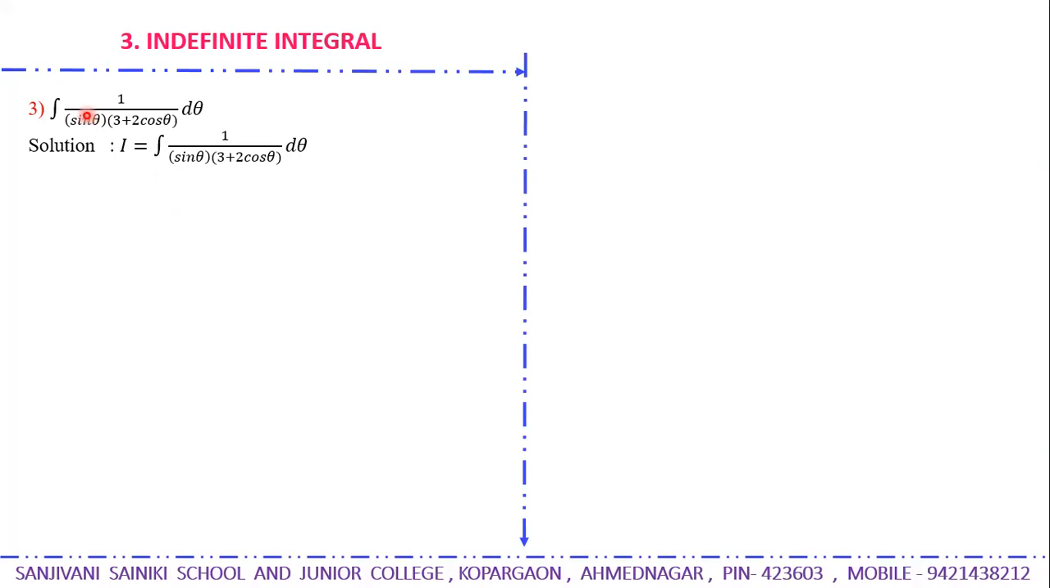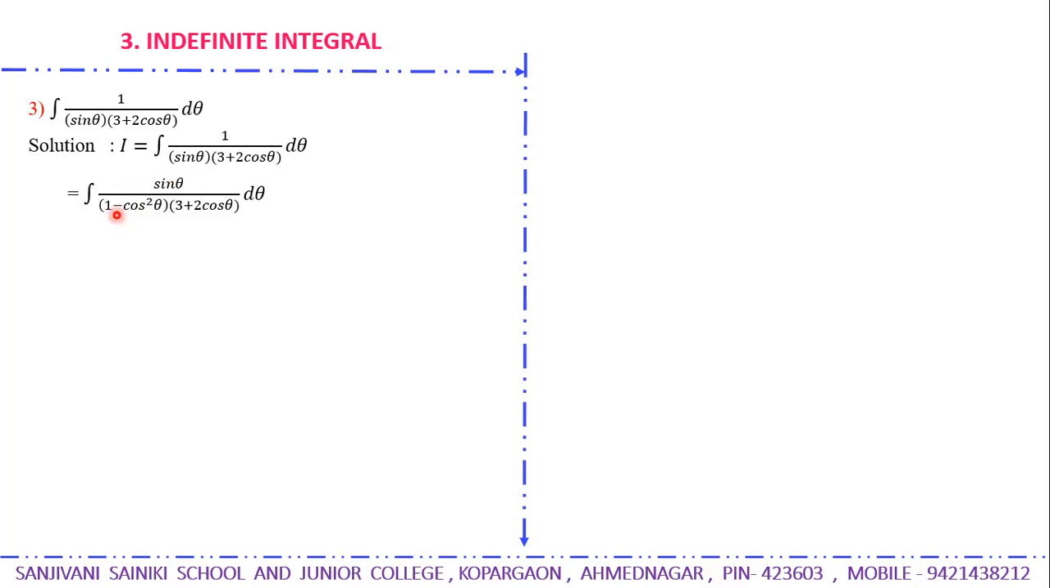Now, if you see here, you will think that there is no algebraic expression, so how can we use the partial fraction? My dear friends, we can convert this trigonometric integrand into algebraic form. For that, I need to multiply and divide it by sine theta so that the denominator will contain sine square theta, which I can replace by 1 minus cos square theta.